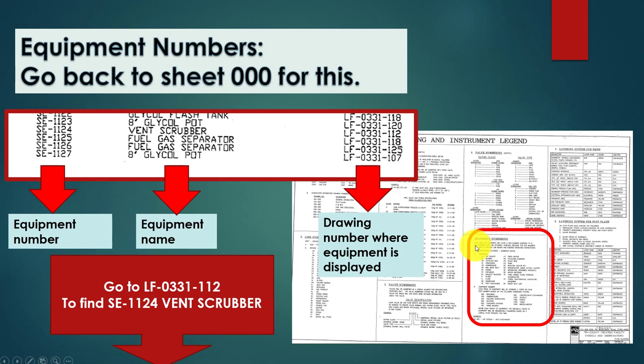Next is equipment numbering. So we have different designations for different types of equipment. Go back to sheet 0, which lists all the sheet numbers. The first column in there gives you the equipment number. Second column is the equipment name. And then the third column gives you the drawing number where the equipment is displayed. Let's say that we're looking at SE 1124. It's a vent scrubber. So if you look at SE on the sheet, it tells you that these are separators and scrubbers. If we look at SE 1124, I can find this item on sheet 112.